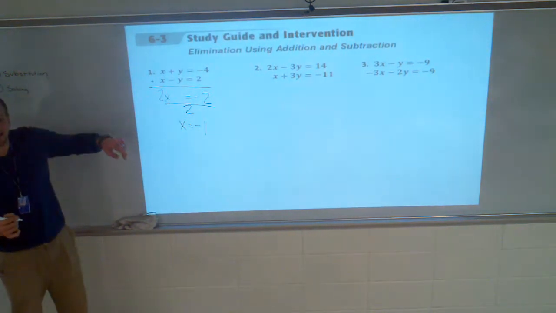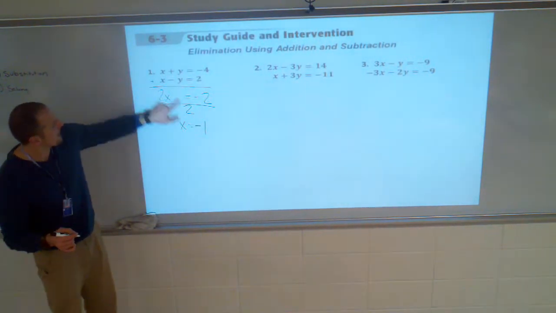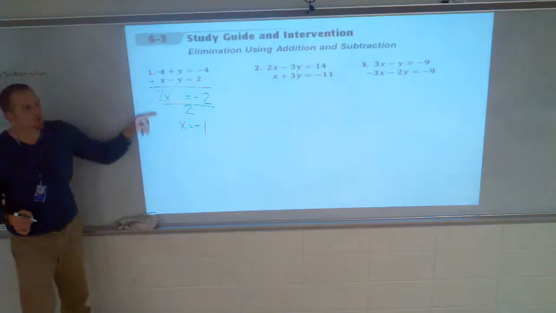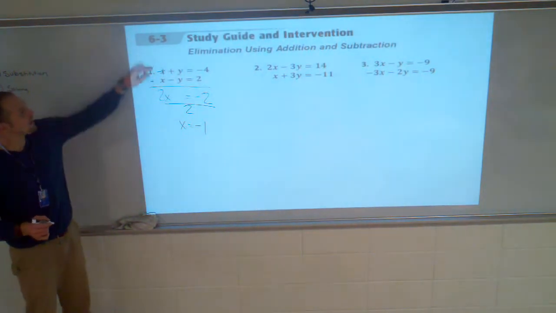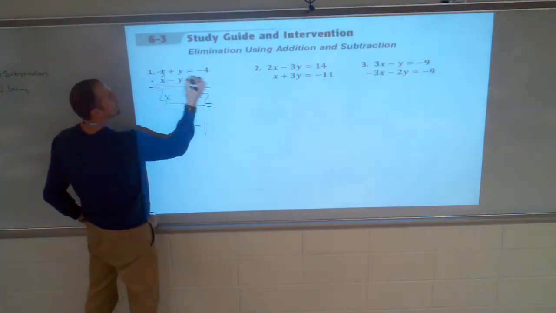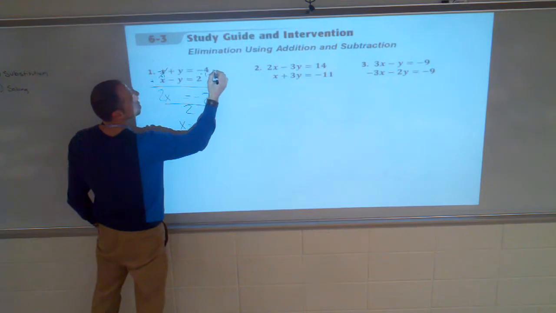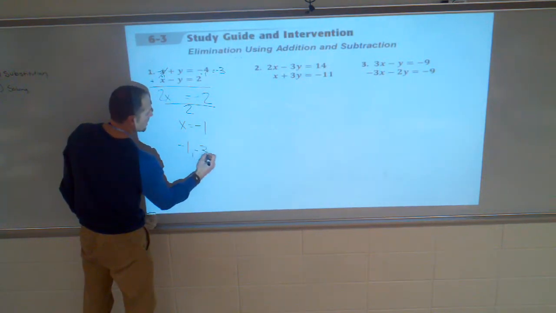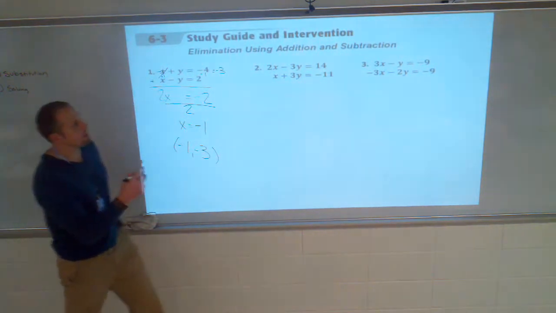Now, I'm not done yet. What do I need to do? Morgan, if I put negative 1 in up here for x, how do I solve this for y? What do I need to do with that? What's the opposite of negative 1? Positive 1. So I need to add 1 to both sides, and I'm going to get y equals negative 3. So my answer is negative 1, negative 3. All right? Let me work this one for you.